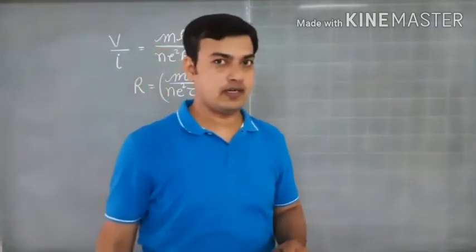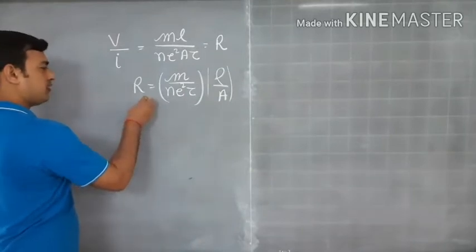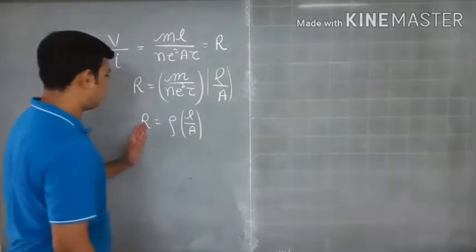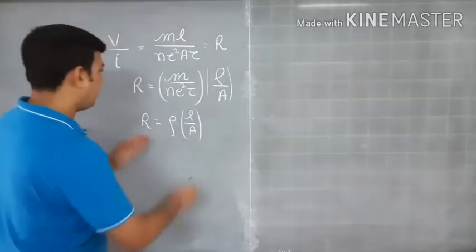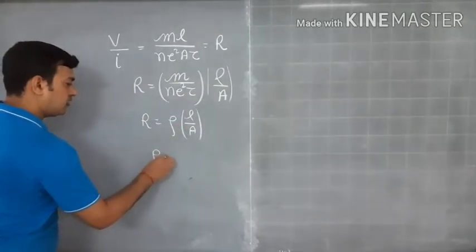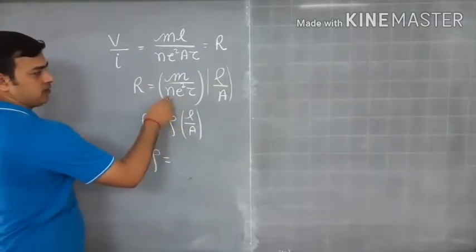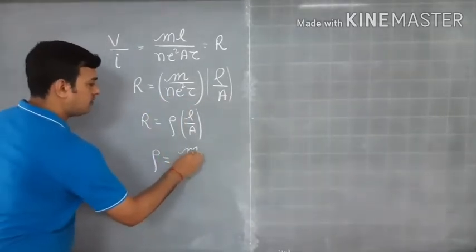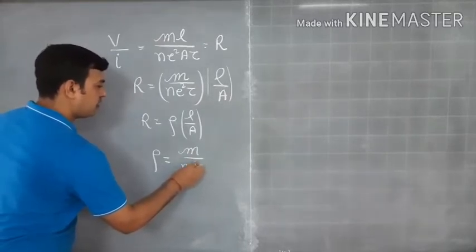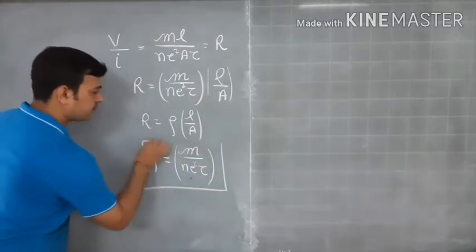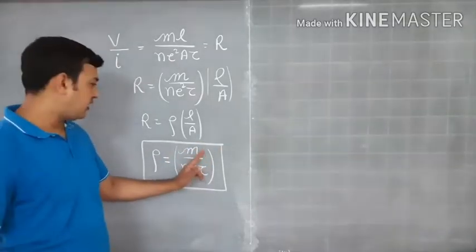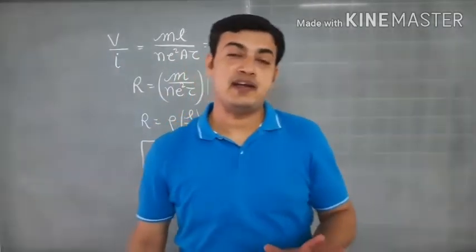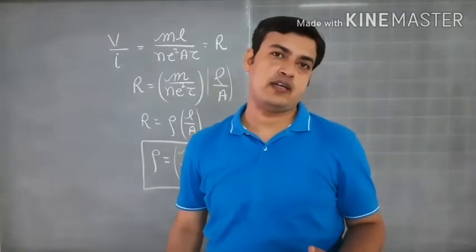Now I can also compare this with the previous relation, that was the relation between resistance and the resistivity, and if you compare it, you will get the resistivity in terms of concentration and the relaxation time, and this is going to be m by n e square tau. This is very clear that there is no term that contains the length of the conductor or the area of the conductor. It means the resistivity is independent of the length and the cross section area of the wire.